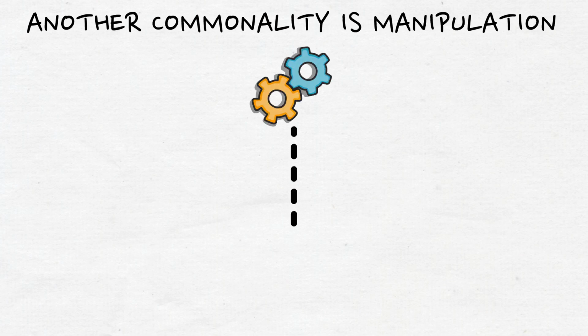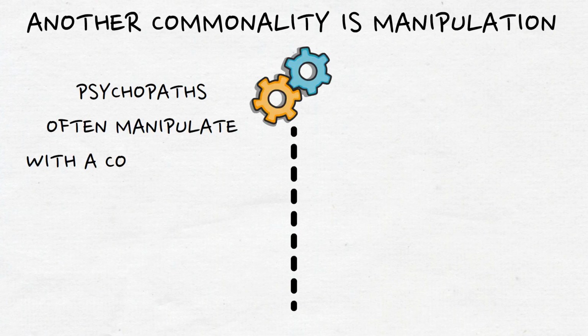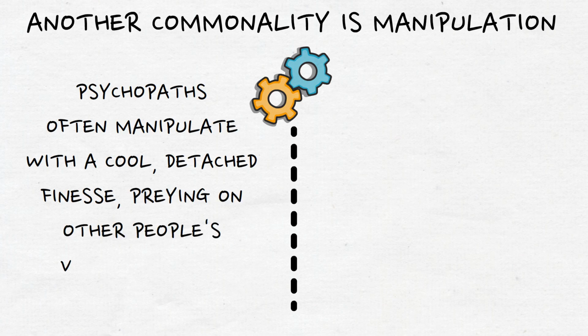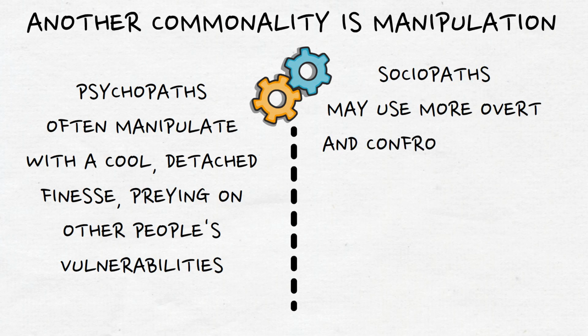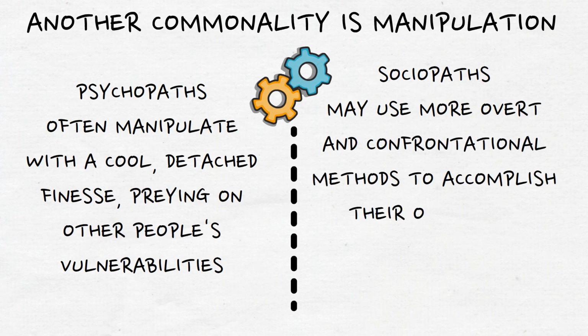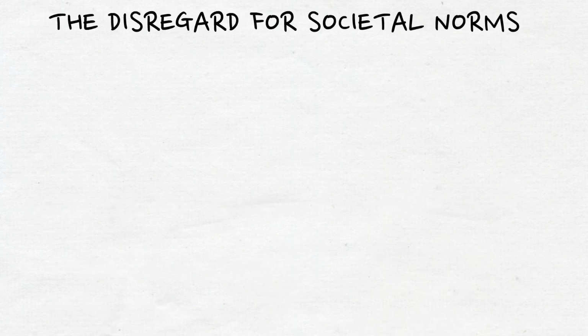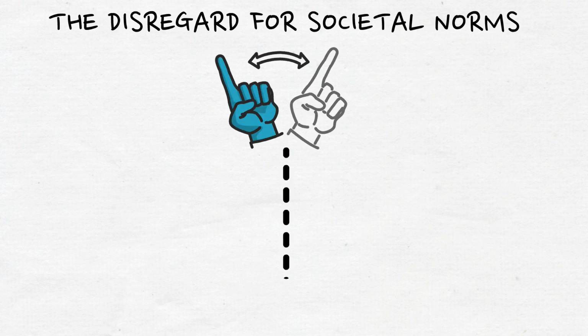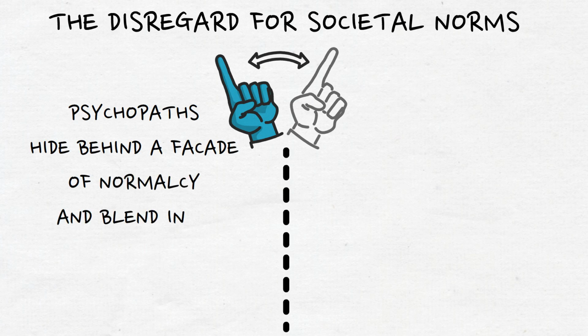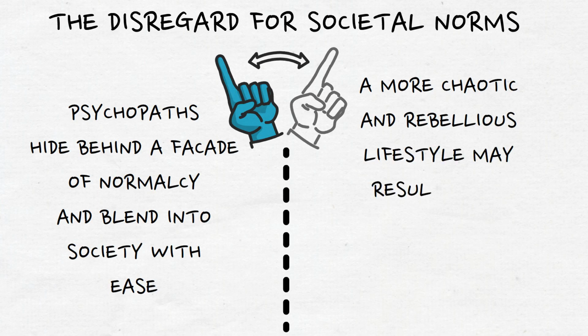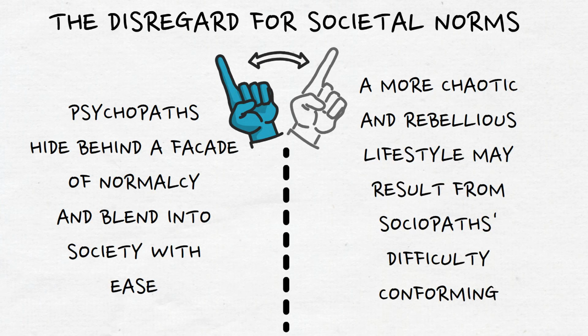Though there are different methods, psychopaths often manipulate with a cool, detached finesse, preying on other people's vulnerabilities. Sociopaths may use more overt and confrontational methods to accomplish their objectives because of their impulsive nature. The disregard for societal norms is a trait that many people share, but the manifestation is different. Psychopaths hide behind a facade of normalcy and blend into society with ease. A more chaotic and rebellious lifestyle may result from sociopaths' difficulty conforming.